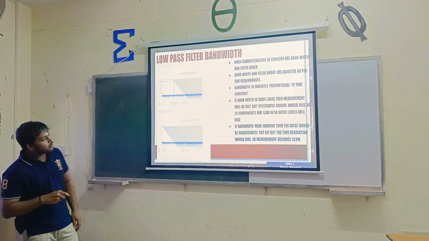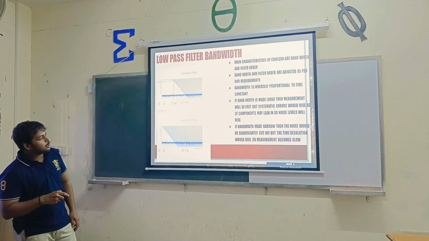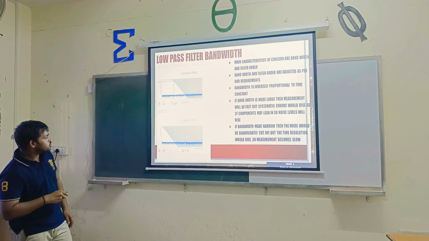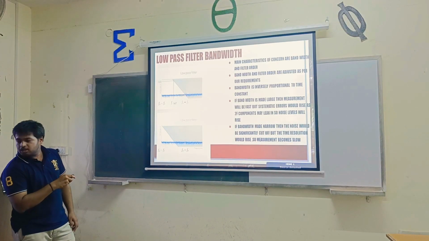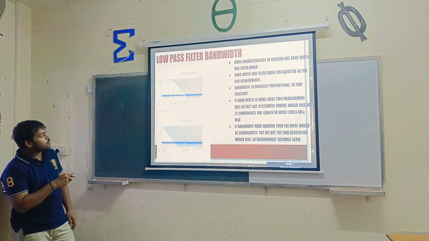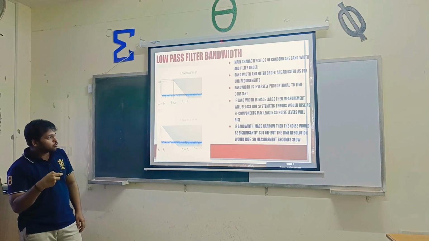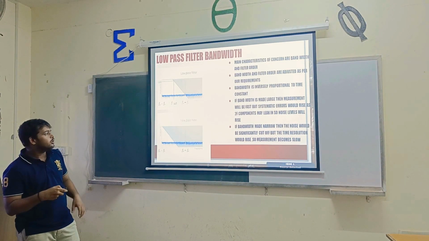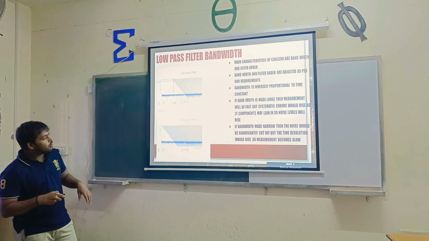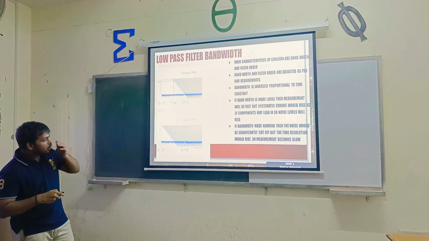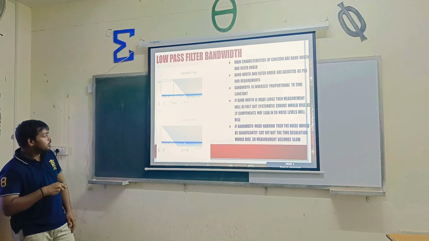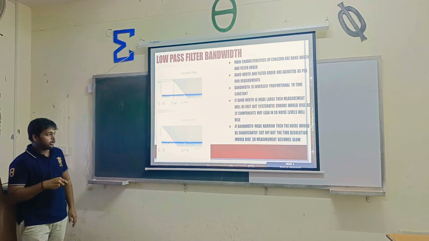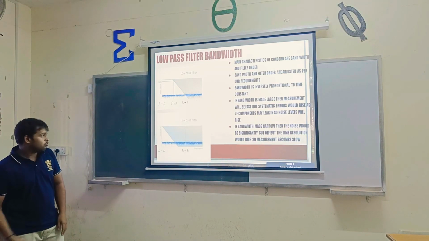Whenever we make the bandwidth large, some of the AC components leak into the DC component. So though we get a faster measurement, we don't get the real signal. And whenever the bandwidth is made narrow, the noise will be significantly cut off. We will get the real signal, but the acquisition time will become high, so the measurement becomes slow.